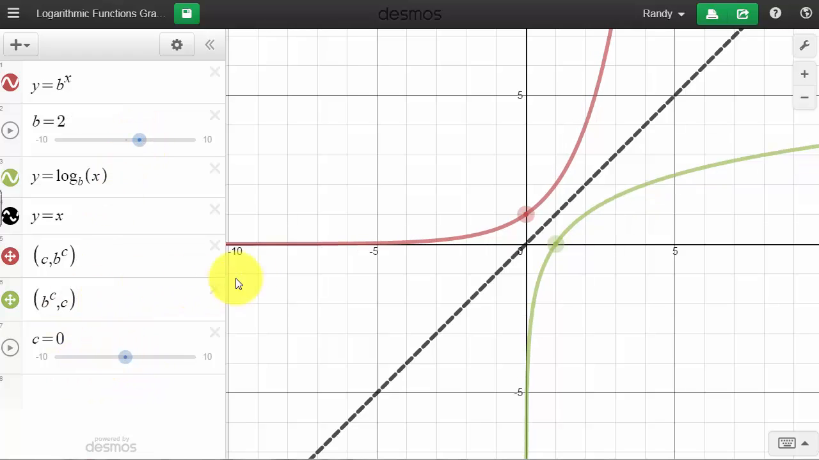I plotted a point here, and we can see on the red curve, the x is c and the y is b to the c. I reversed the x and the y coordinates to form a green point, and you can see that if I take any point on the red curve and exchange the x and the y coordinates, we're following the green curve. So again, what we're interested in here is the shape of our log function. So let's graph a couple by hand.